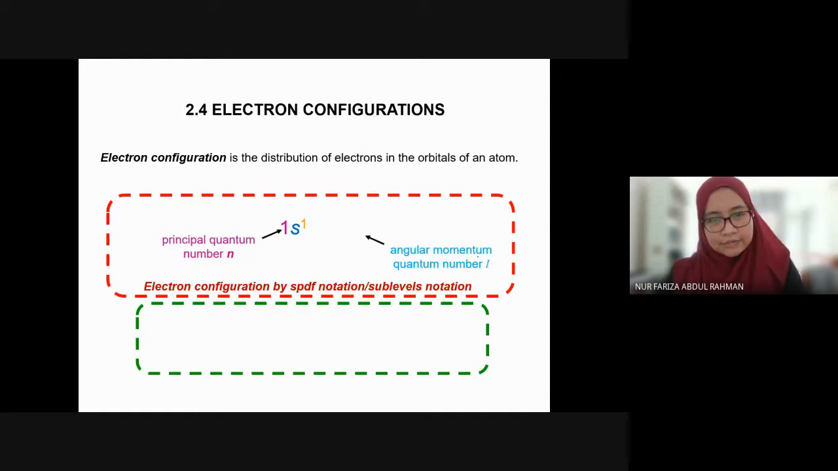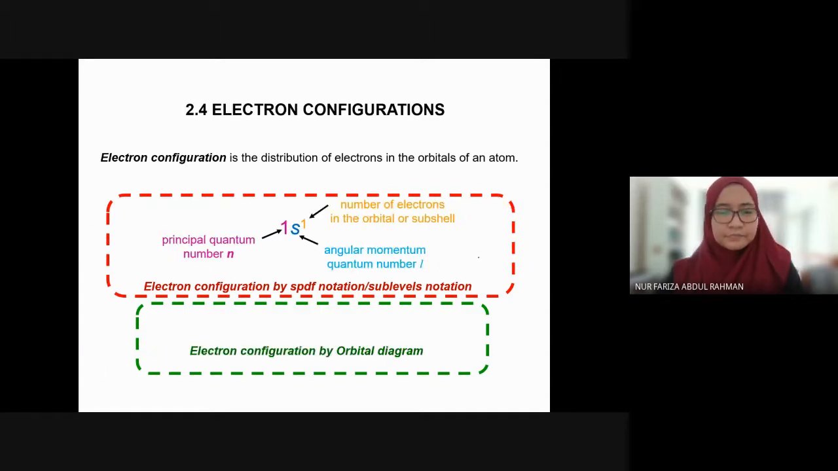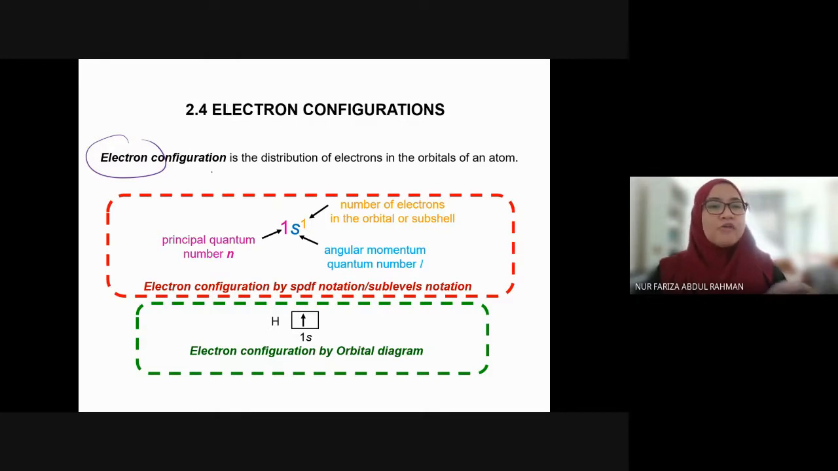Okay. So what is electron configuration? Ini application kan? Kan saya kata this is the application of quantum number just now. Okay, so what is electron configuration? Electron configuration, electron is electron lah, obviously. Okay, configuration is how do we configure the electron. So imagine we have atoms kan? We have so many atoms in the periodic table. So we have so many elements in the periodic table.